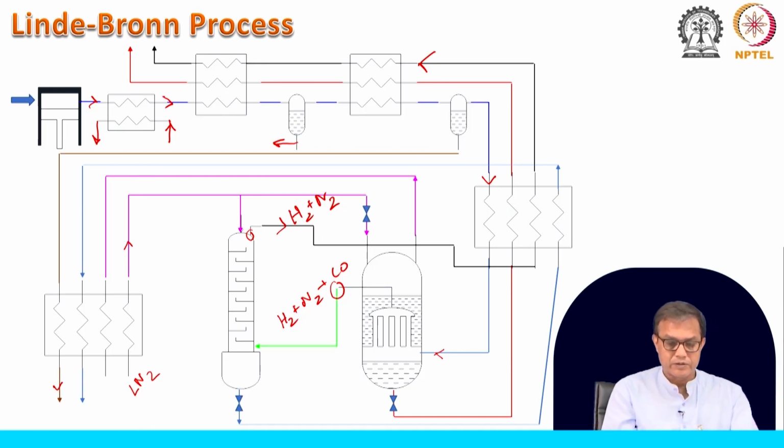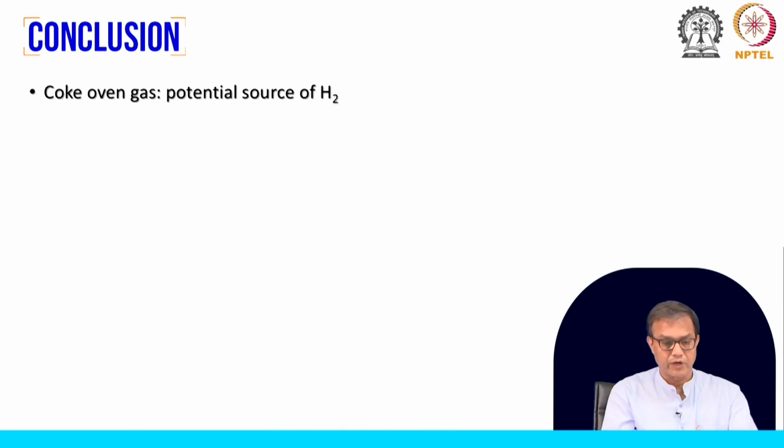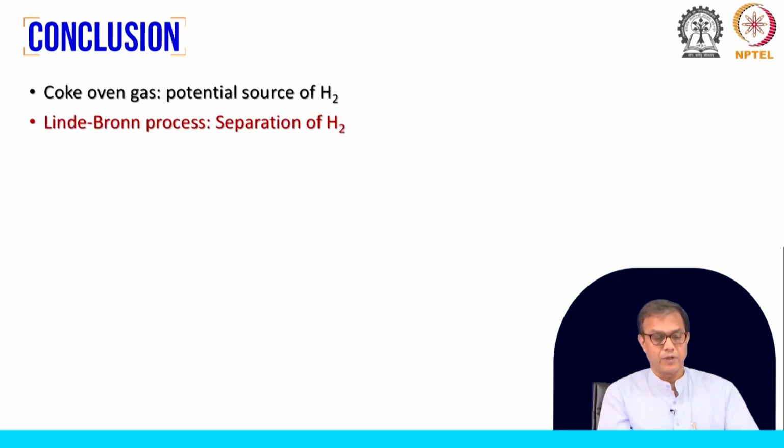So, let us have a look into this again. These are the references we have, and to conclude, we have identified that coke oven gas is a potential source of hydrogen, and that can be obtained by the Linde-Braun process, where liquid nitrogen is used as the coolant to separate out all these components of coke oven gas, and from there we can separate out this hydrogen.